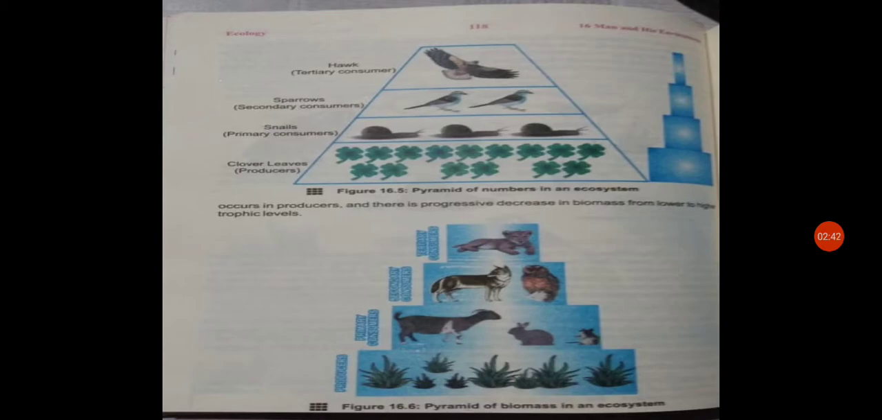So here is a pyramid of numbers in an ecosystem. Clover leaves are producers, snails are primary consumers, sparrows are secondary consumers, and hawk is the tertiary consumer. The second figure is about the pyramid of biomass in an ecosystem.